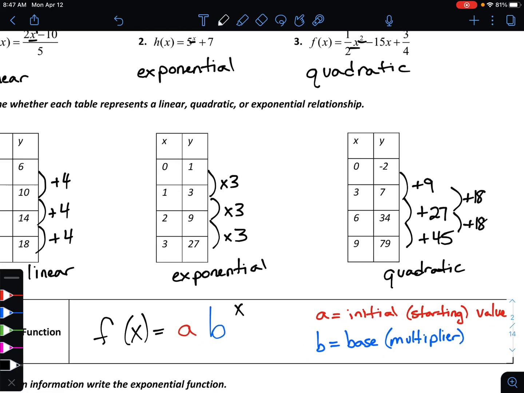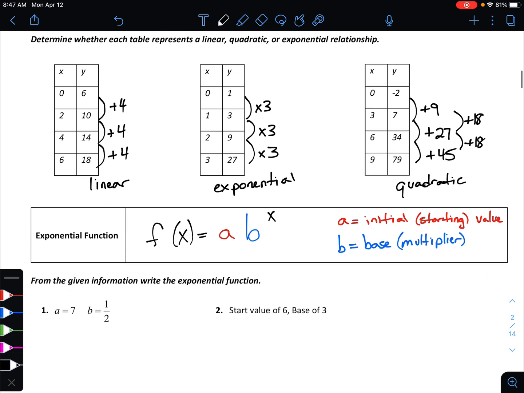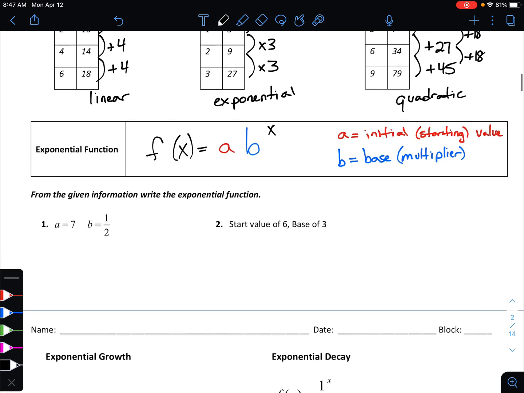So now that we can tell the difference between linear, exponential, and quadratic, let's transition our thinking to just focused on exponential functions. As we mentioned, an exponential function looks like this. F of x equals a multiplied by b to the power of x, where a represents the initial or the starting value. So how much do you start with? And b represents the base, also sometimes called the multiplier. It is how quickly your function is increasing or sometimes decreasing.